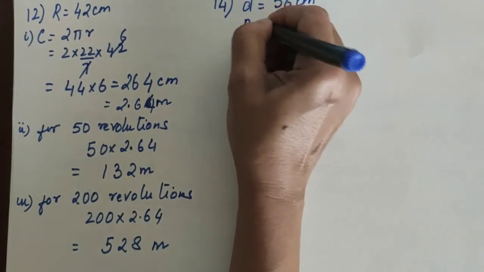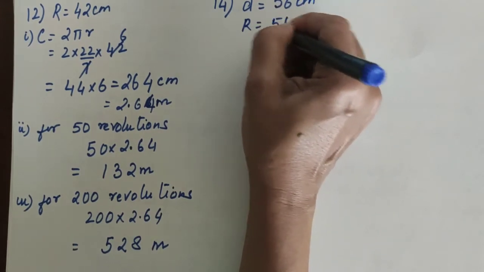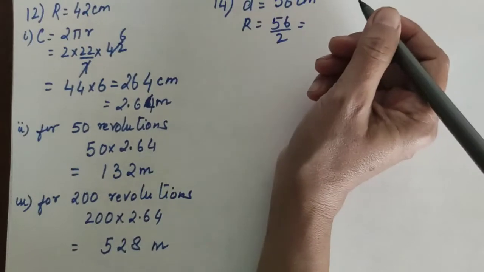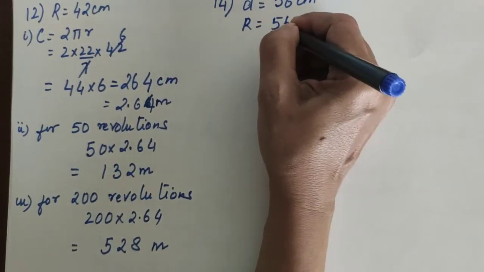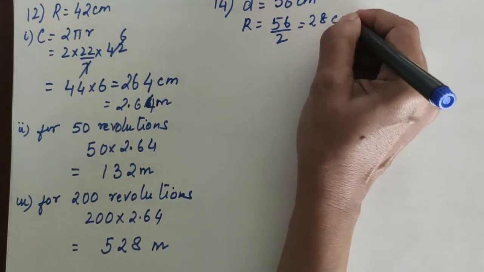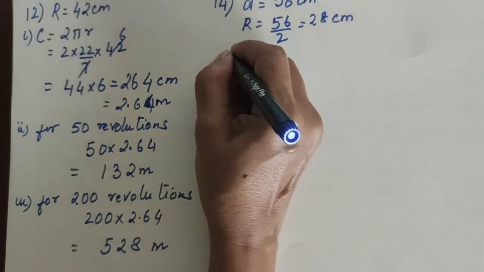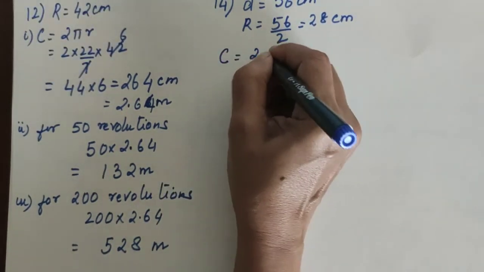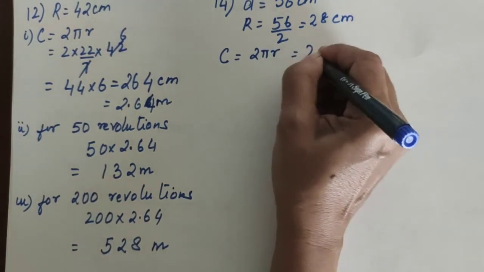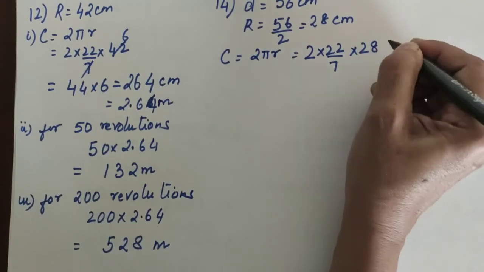So the radius is 56 upon 2, which is 2 2s are 4, 16, 2 8s are 16, 28 centimeter is the radius. Now we have to first find its circumference. It means how much distance it is moving in one revolution. So this is C, which is 2 pi r, which is equal to 2 into 22 upon 7 into 28.